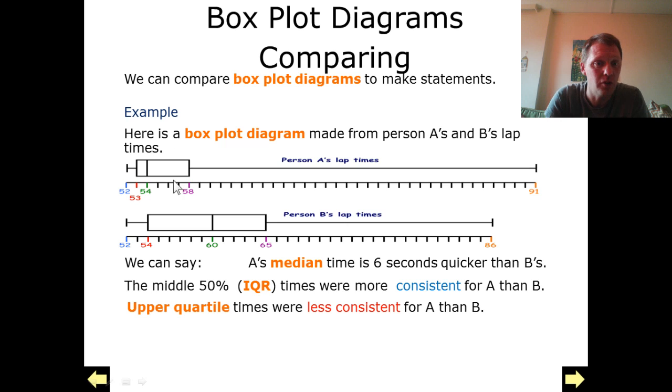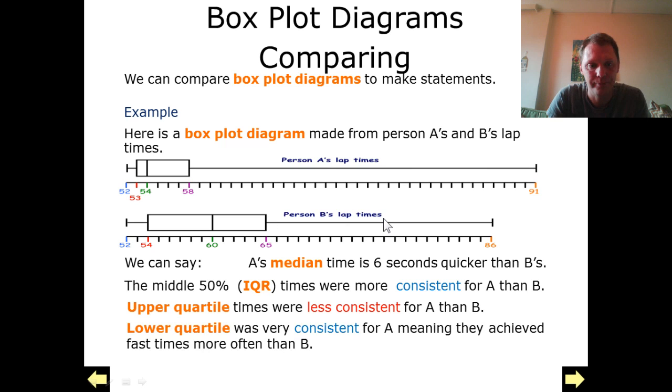Now the upper quartile is this point here, and the top 25% of the times is the distance between the end of the whisker to the upper quartile, in which case the distance between here is less consistent when you compare it to this one.